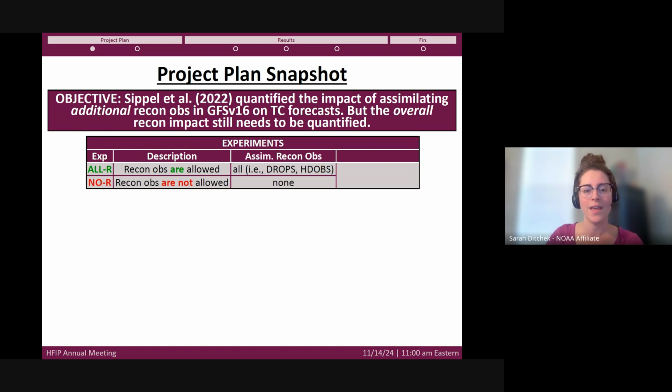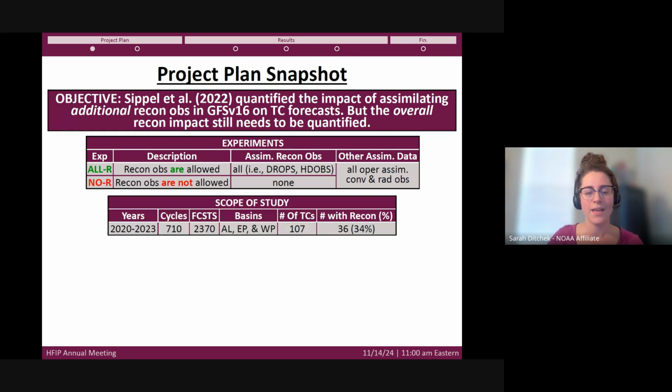So more specifically, recon assimilated in all R included drops as well as flight level HD obs, and in no R, naturally, no recon was assimilated. Otherwise, both experiments assimilated all operationally assimilated conventional and radiance data. So the experiments were run over periods of interest during the 2020 to 2023 North Atlantic Basin hurricane seasons, and this resulted in 710 cycles with 2370 individual forecasts for Atlantic Basin, East Pac, and West Pac TCs.